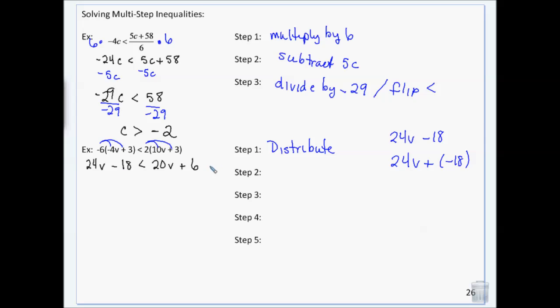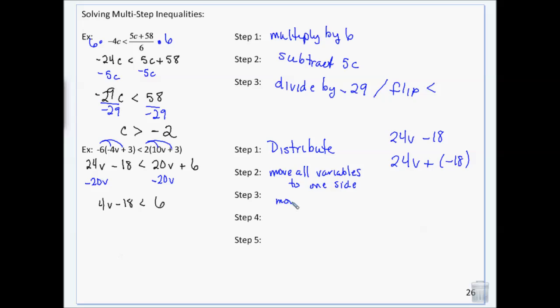After we've distributed, the next step is we want to move all of the variables to one side. And it doesn't matter if you move them to the right or the left. That's also a preference. I'm going to move them to the left because that's where I like them, but it doesn't really matter. So I get 4v minus 18 is less than 6.